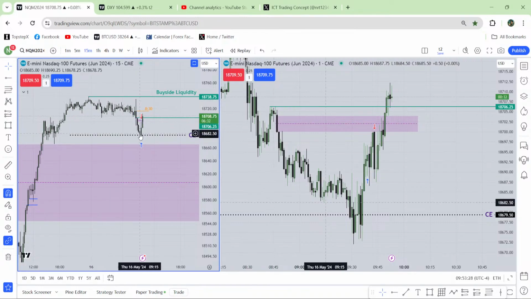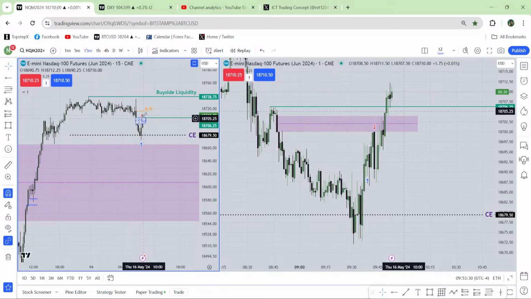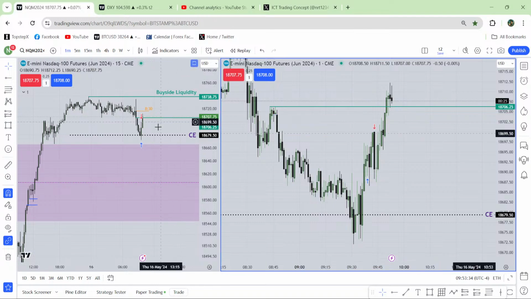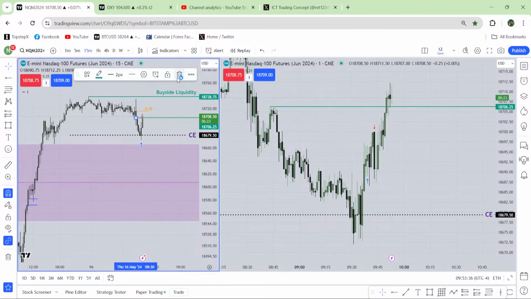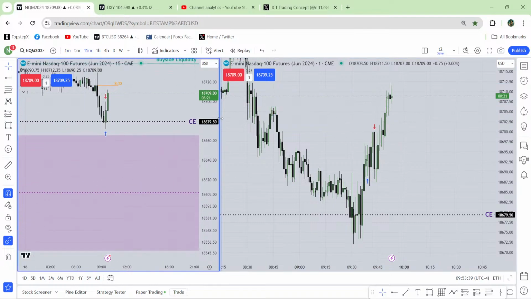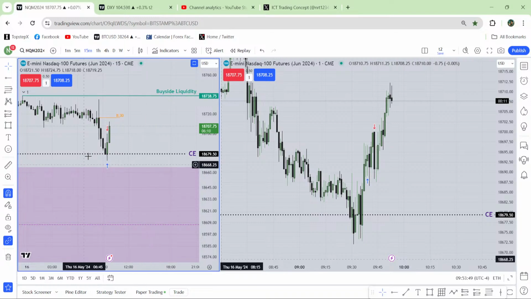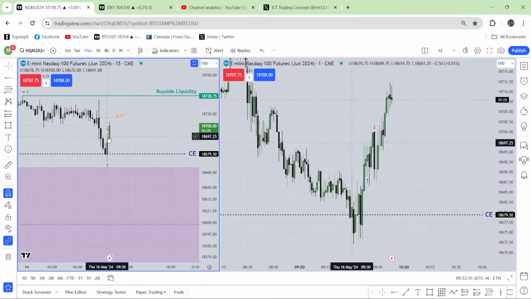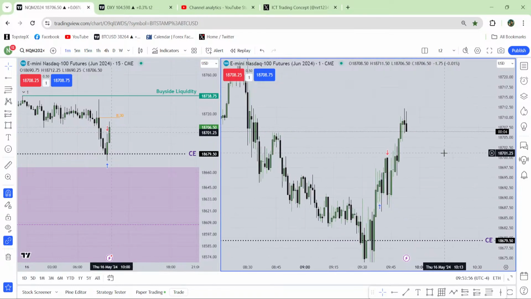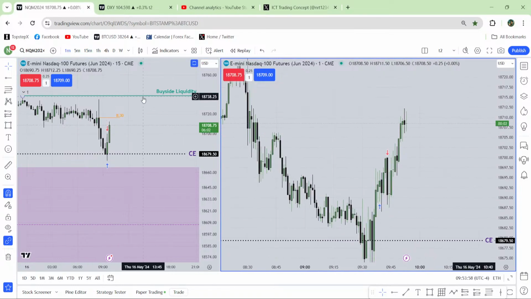Price came here to that hourly 50% and started to go higher. Now I'm going to remove this last fair value gap from my chart because of this buy side liquidity. So all I am waiting for is a bullish fair value gap from the 15-minute chart. If I get a bullish fair value gap from here, from the 15-minute chart, I will frame another trade until that buy side liquidity. Okay, so I will go for another trade until that buy side liquidity.